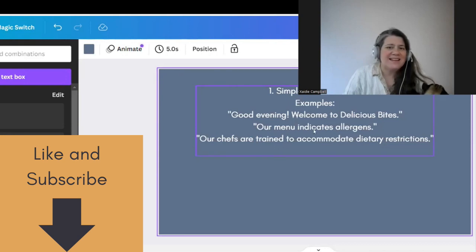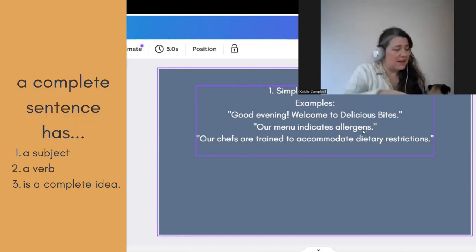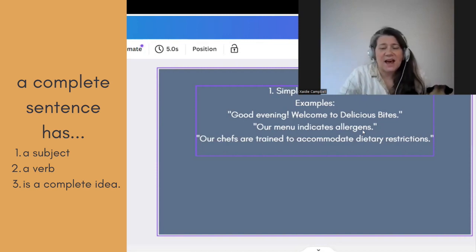Our menu indicates allergens. In this sentence, our menu is the subject, indicates is the verb, and allergens is the object. In English, all sentences have a subject and a verb, and they have a complete idea.